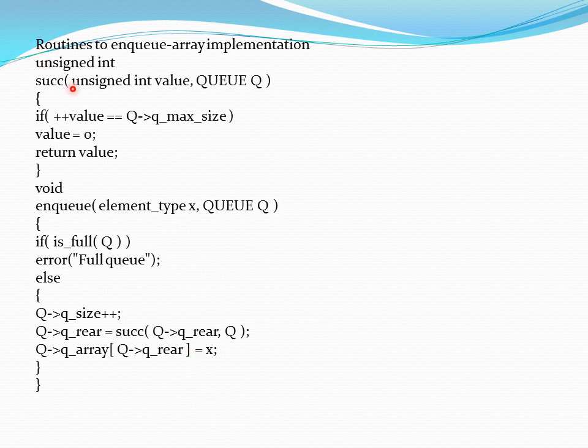In the successor function, in value comma Q, we are getting the position by incrementing this value and checking whether it is max size. If it is max size, then the value is 0. Otherwise, it returns that incremented position.